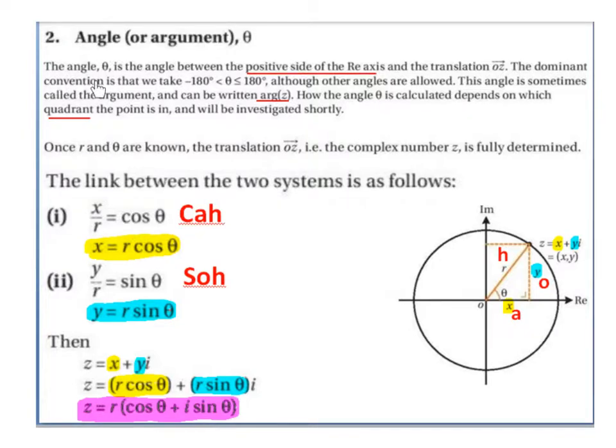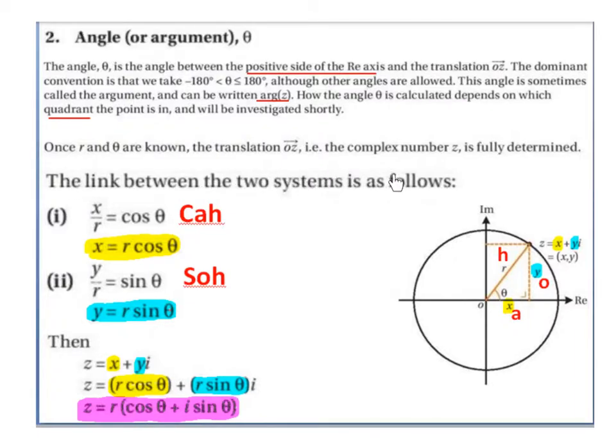The dominant convention is that we take theta to be between minus 180 degrees and 180 degrees, although other angles are allowed. This angle is sometimes called the argument and can be written as arg z. This means the argument of z. How the angle theta is calculated depends on which quadrant the point is in and will be investigated shortly. Once r and theta, so r being the distance from the origin to the complex number and theta being the angle or the argument, the translation OZ, i.e. the complex number z, is fully determined.